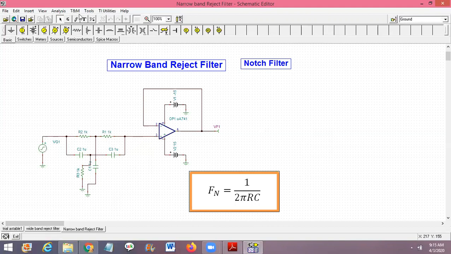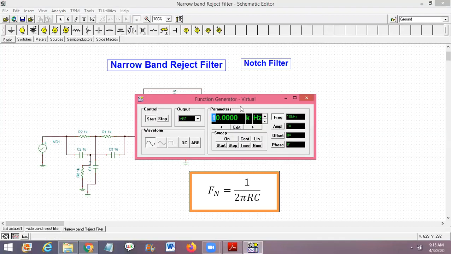So what is the input voltage you are giving? You can go like this and watch. This is the function generator. Whatever input signal we are giving, its frequency is 10 kilohertz and amplitude is equal to 1 volt.